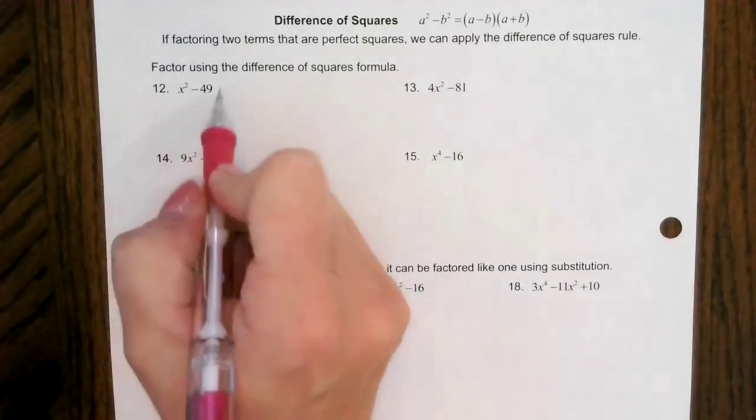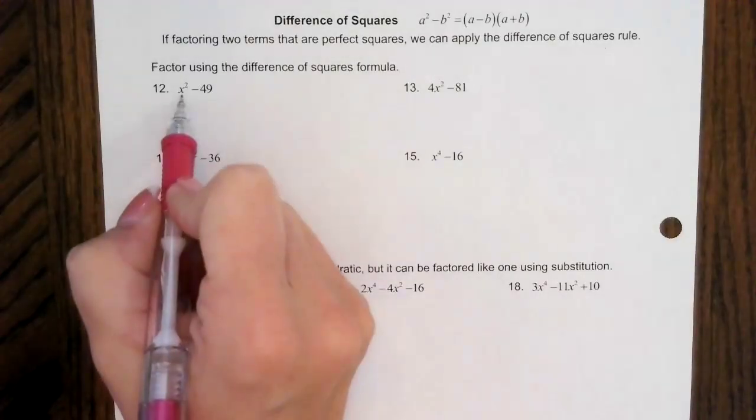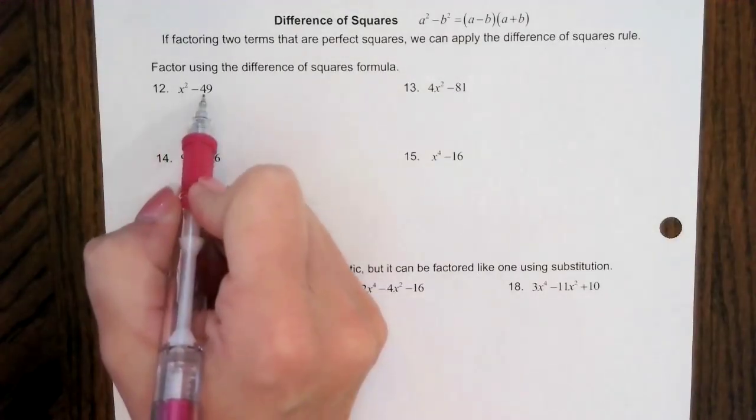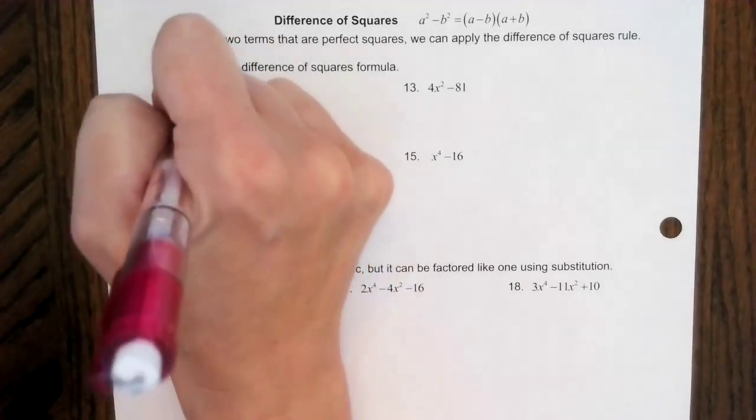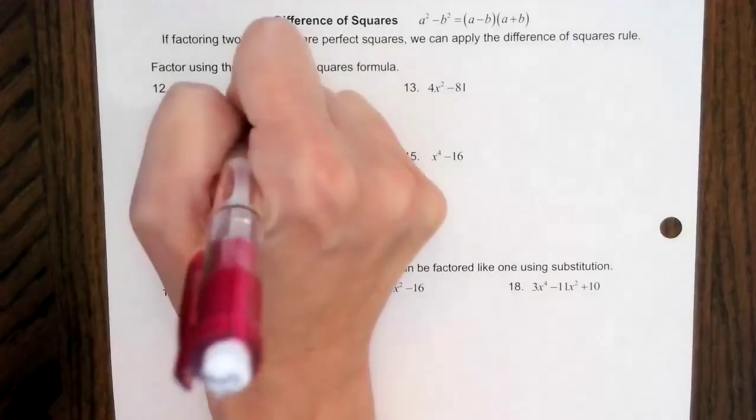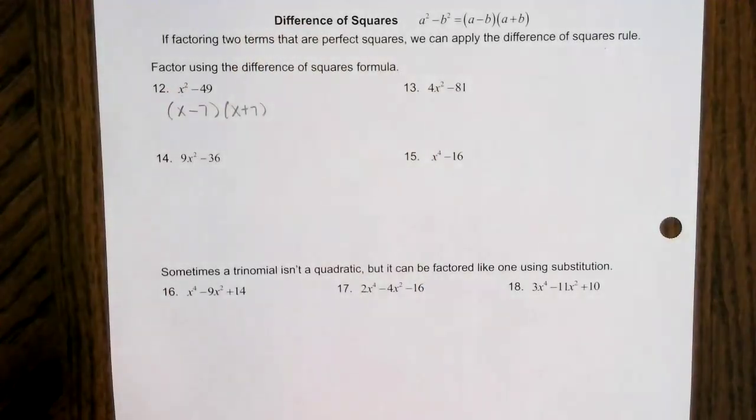What does that look like? It looks like this. This is a perfect square. It is x squared. And this is a perfect square. It is 7 squared. And so we can factor that to be x minus 7, x plus 7. These should be the ones you factor the fastest because they've got that pattern that goes really quickly.